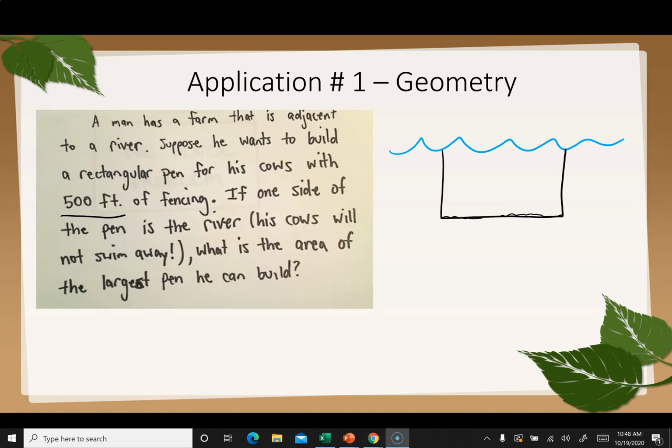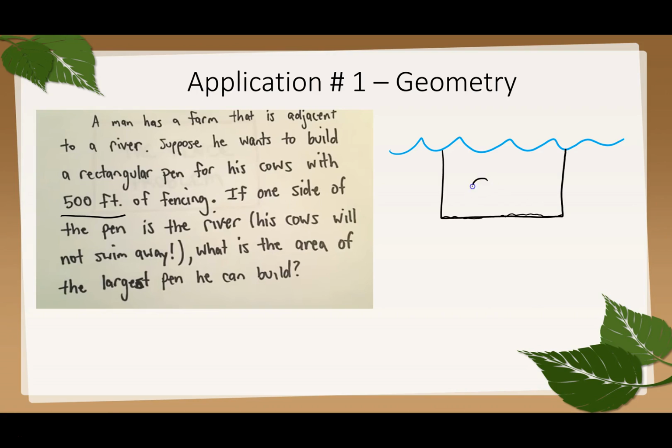All right, we're going to cover applications of quadratics, and the first one is a geometry application. A man has a farm that is adjacent to a river. You can see that blue river. Suppose he wants to build a rectangular pen, you can see that in black, for his cows. Here's his cows.